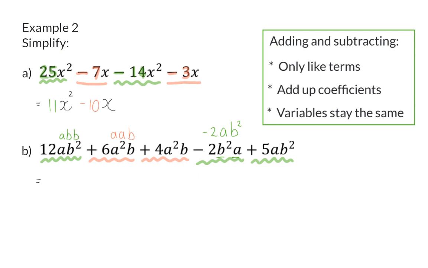So we need to determine how many ab squares we have and how many a squares b we have. For that, we focus on our coefficients again. So we start with 12, and from that we need to subtract 2, which will give us 10, and then add 5 again to end with 15 ab squares. And then we start off with plus 6 and add 4 more to end with plus 10 a squared b's.